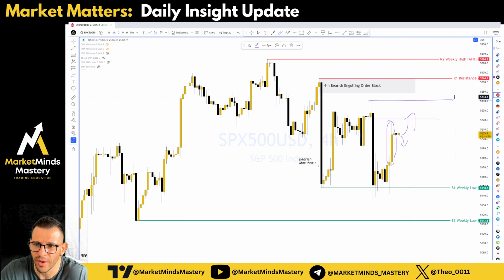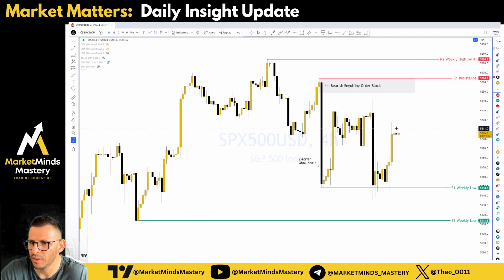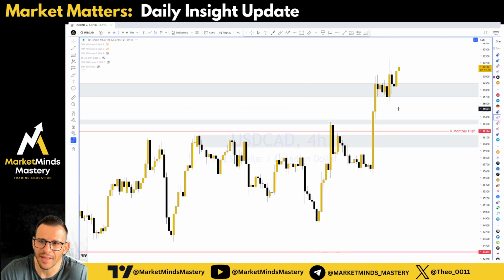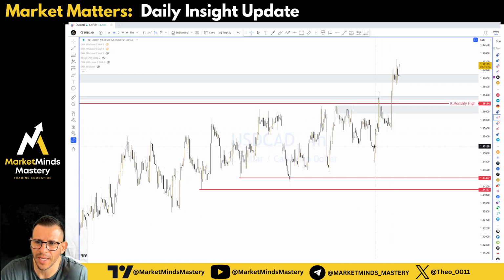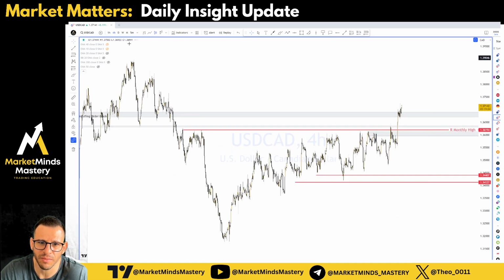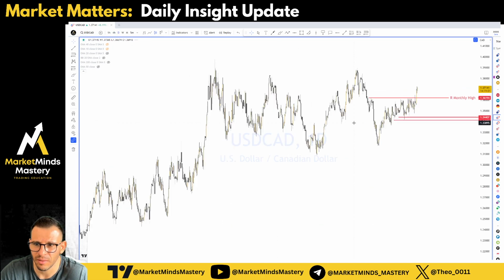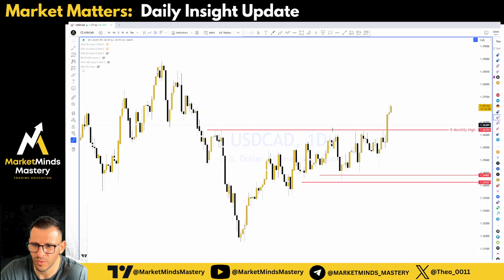Be mindful, there is a bearish engulfing order block here, and there is another bearish engulfing order block there that hasn't been tested yet, so it's very, very crucial. Let's keep an eye on this one. It looks and seems like a promising S&P 500.